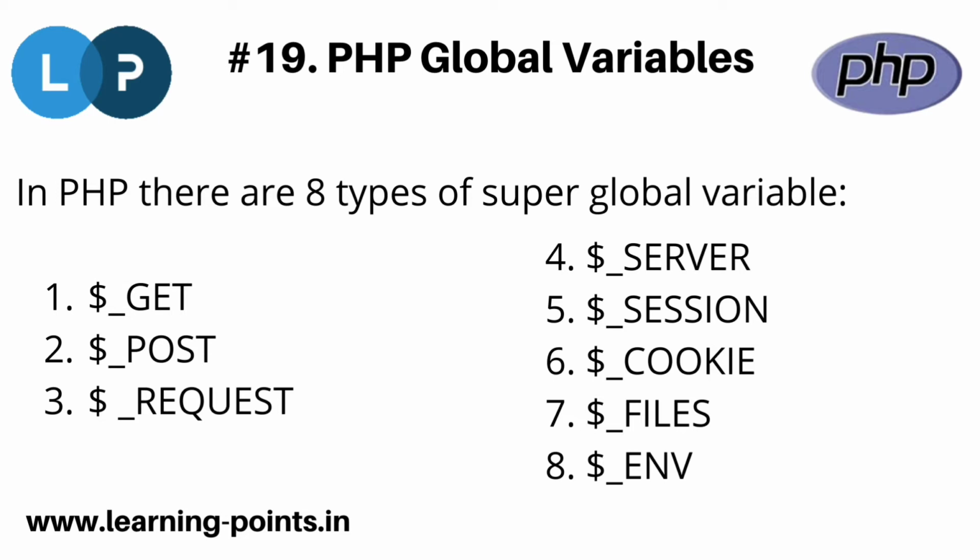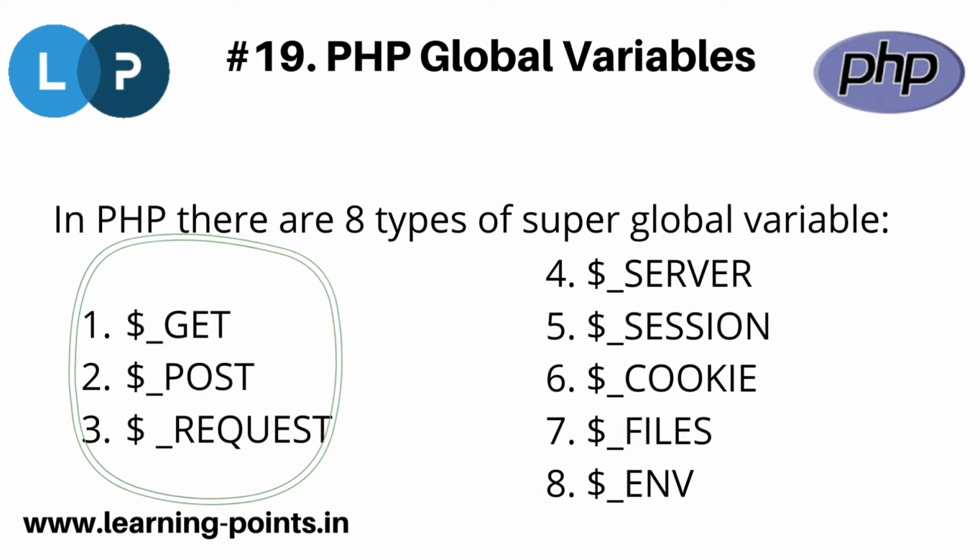In PHP, there are generally 8 types of super global variable. That is $_GET, $_POST, $_REQUEST, $_SERVER, $_SESSION, $_COOKIE, $_FILES, and $_ENV. In this video, we will learn about $_GET, $_POST, and $_REQUEST. In our upcoming video, we will discuss the other super global variables.